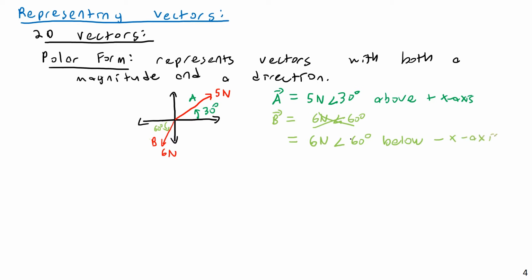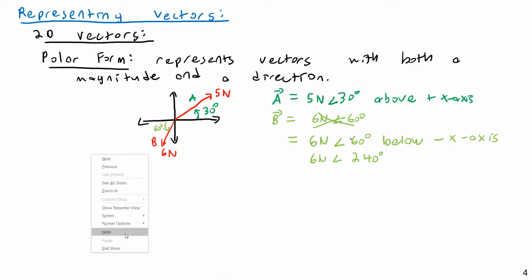And this would be sort of using a relative angle to describe where my vector is. Or I could say 6 newtons at an angle of 180 plus 60, or 240 degrees, if I was using absolute angles. And either would be acceptable. This one is fine, and this one is fine, but this one is very much not fine.